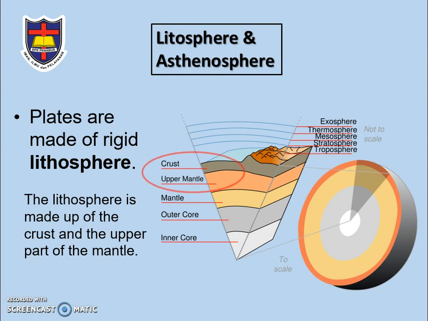Now let's move on to the lithosphere and asthenosphere. Plates are made of rigid lithosphere. The lithosphere is made up of the crust and the upper part of the mantle.